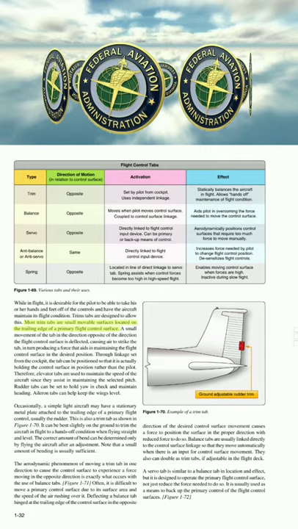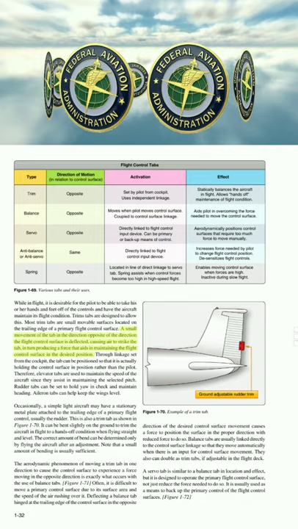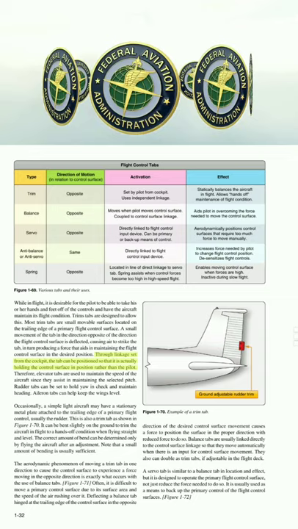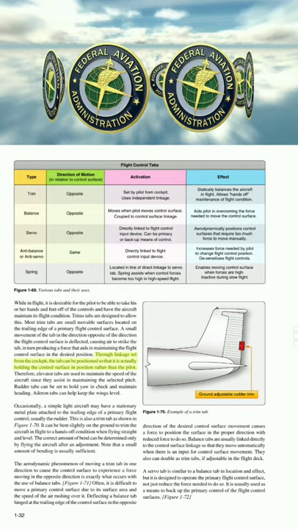A small movement of the tab in the direction opposite of the direction the flight control surface is deflected causes air to strike the tab, in turn producing a force that aids in maintaining the flight control surface in the desired position. Through linkage set from the cockpit, the tab can be positioned so that it is actually holding the control surface in position rather than the pilot.